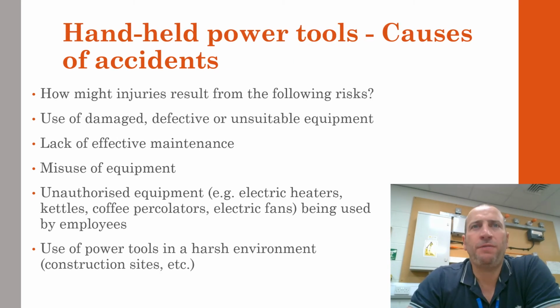Use of damaged, defective, or unsuitable equipment can present a hazard if there are rotating parts that may allow materials to be projected towards the body. Lack of effective maintenance can allow tools to deteriorate and fall apart while in use. Misusing equipment can result in tools becoming damaged, or the intended protective parts may be made ineffective. Unauthorized use of equipment by employees presents a danger if they are not trained in the safe use of that item, or sometimes if the item has been removed from service due to age or damage.